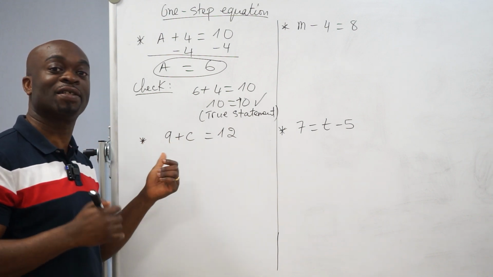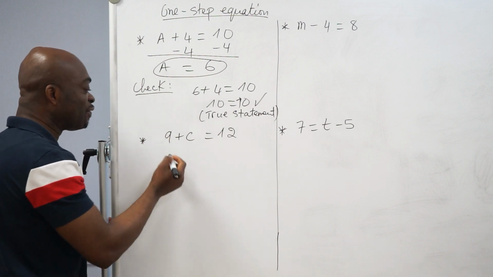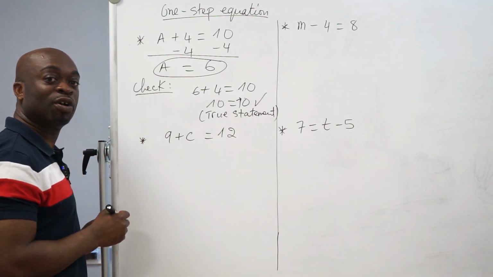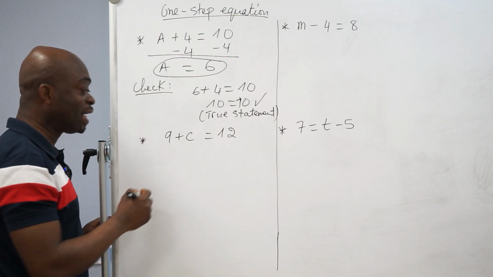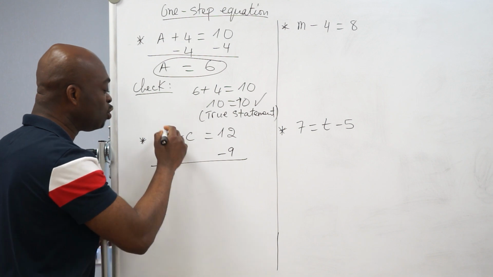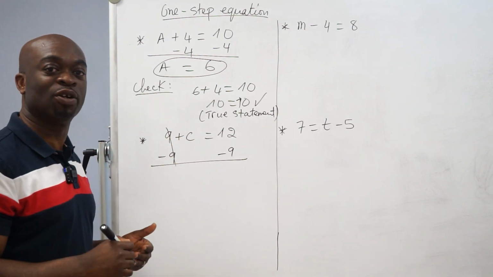That means we have to cancel 9. Correct? So if you have to cancel 9, this is a positive 9. If there is no sign in front of the number, that means a positive sign. So we have to do negative 9 and negative 9. Remember, whatever we do on one side, we got to do the same thing on the other side.